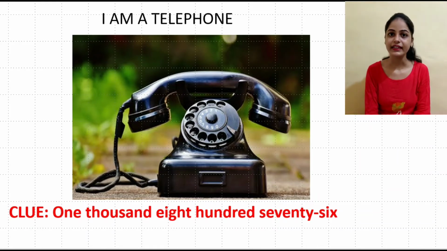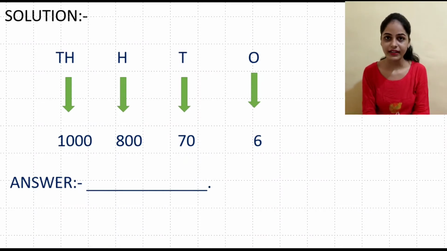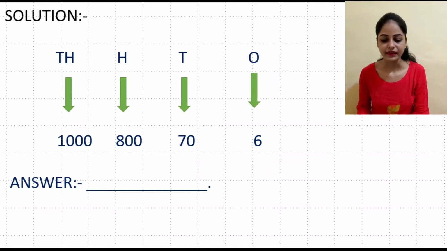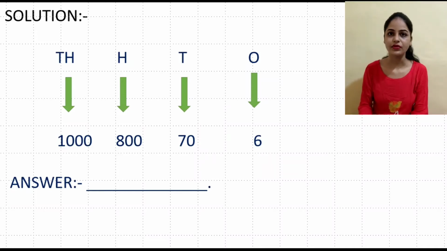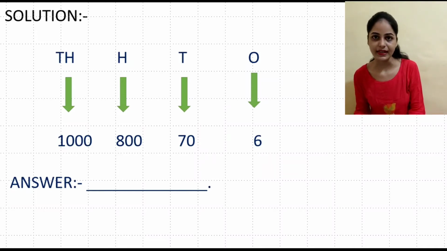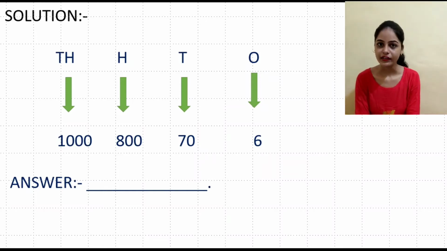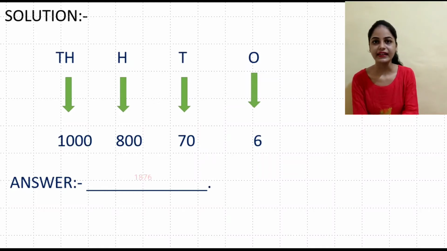Next device is the telephone. The clue is given in words, 1876. So in the 1000 place, we have to write 1000. In the 100 place, 800, in the tens place 70, and in the ones place 6. So from the thousand place we take 1, from the hundred place 8, from the tens place 7, and from the ones place 6. So the telephone was invented in the year 1876.